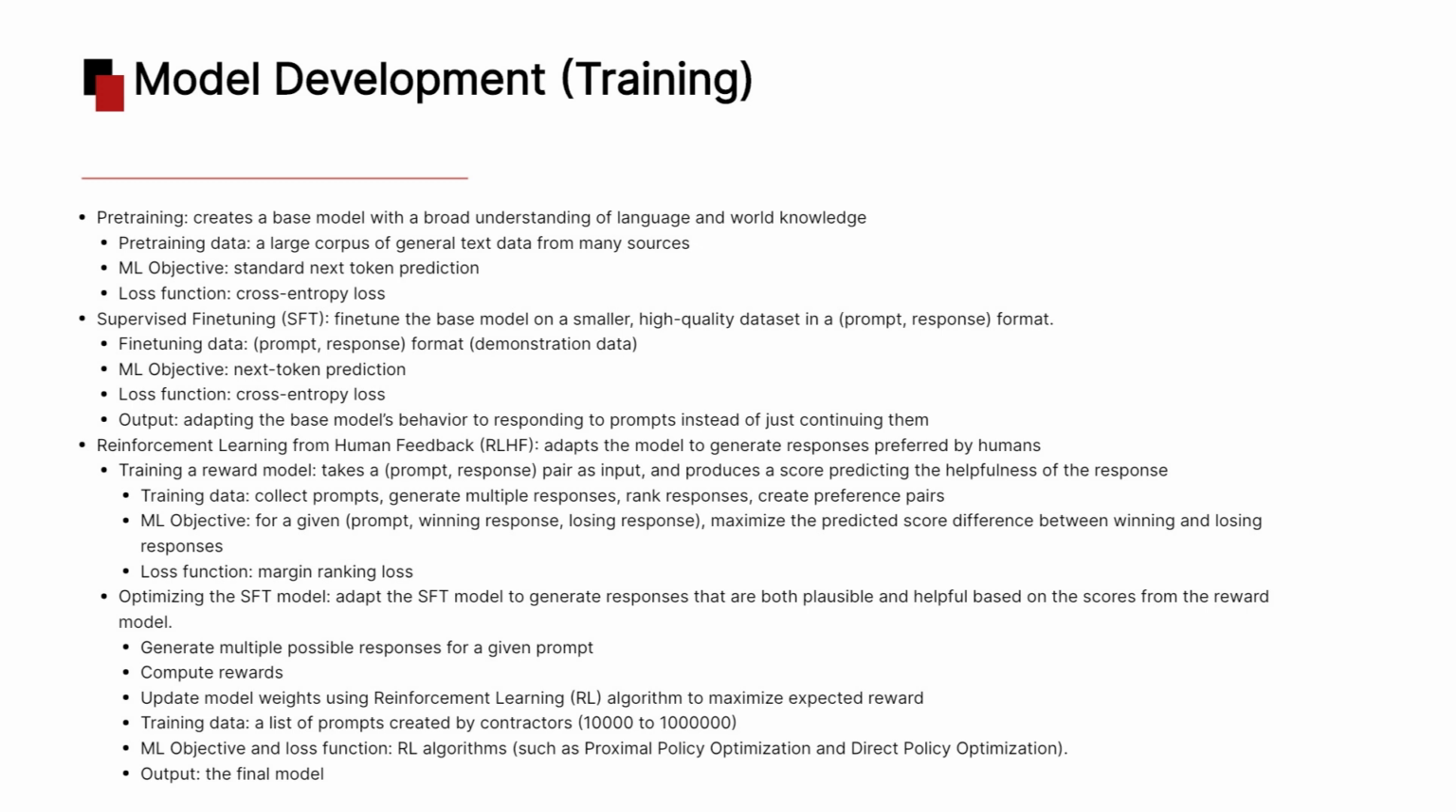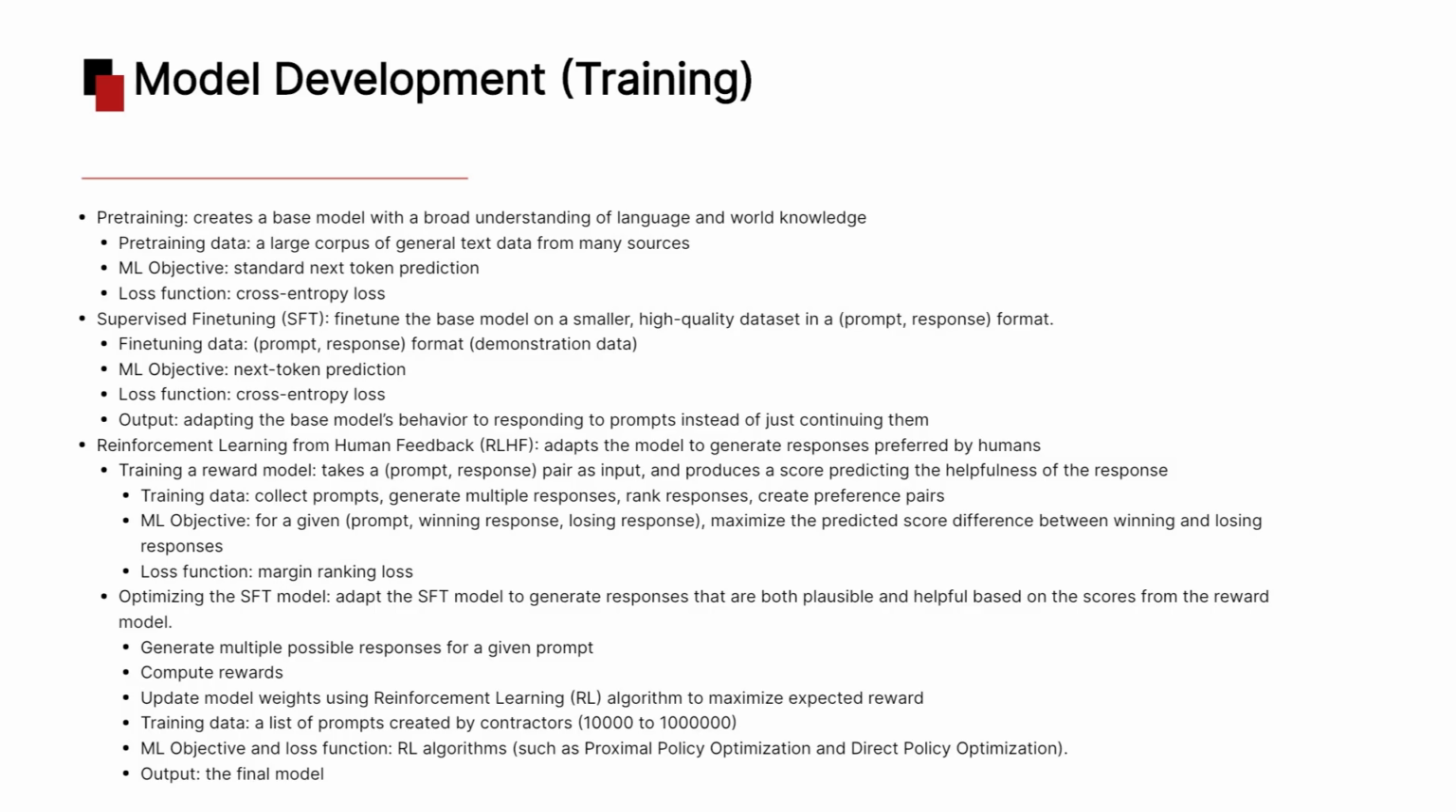The reward model learns to predict a helpfulness score for any prompt-response pair. Objective: maximize the score gap between the winning and losing responses. Loss function: margin ranking loss. Step B: policy optimization.